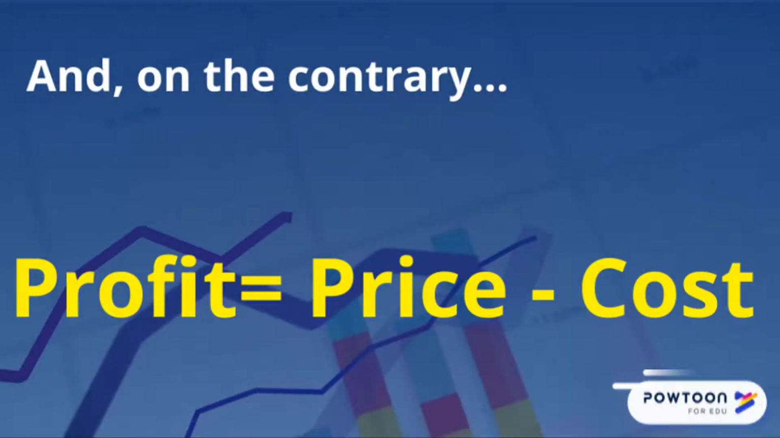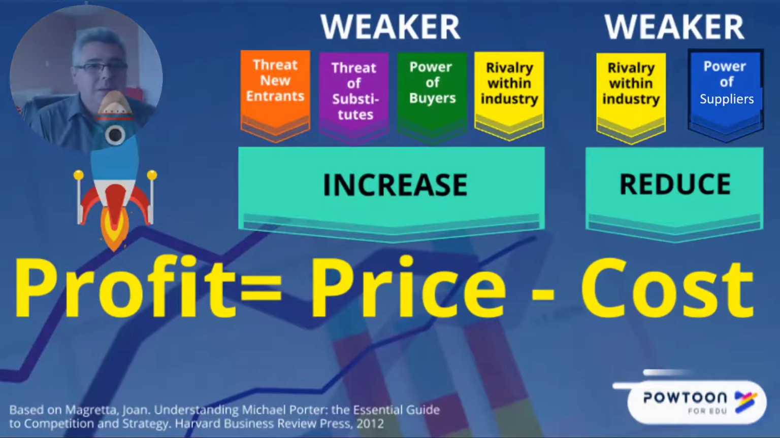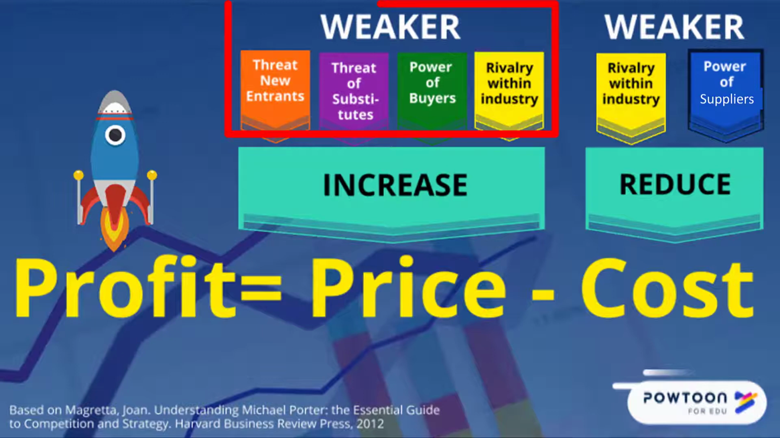And on the contrary, you may have industries that are very profitable. When the threat of new entrants is weak, the threat of substitutes is weak, buyers don't have much power, and the rivalry within the industry is weak. So if you are a company operating in that industry, you can increase your price. And if you increase price, you increase profits.